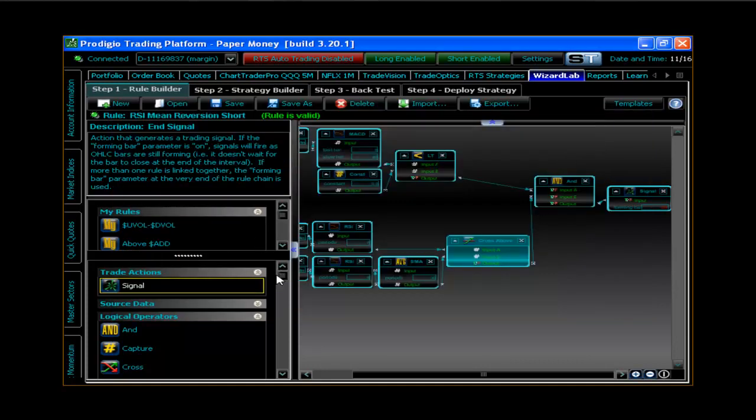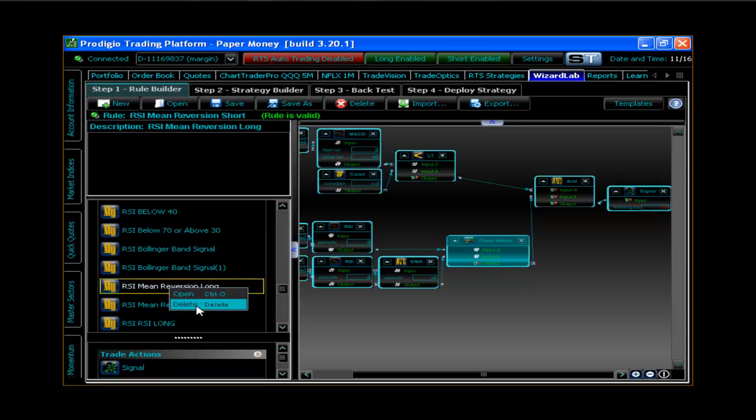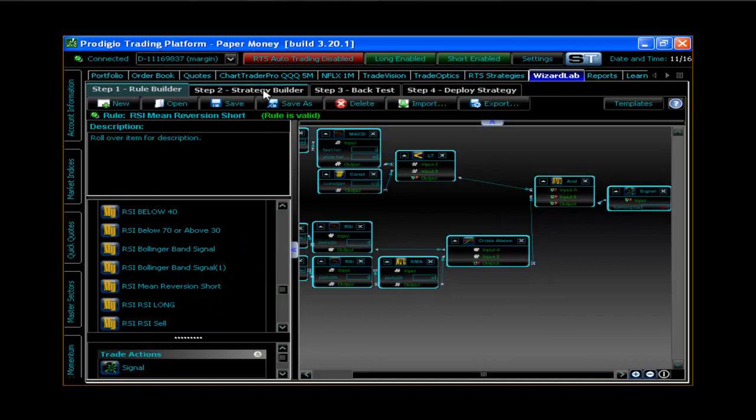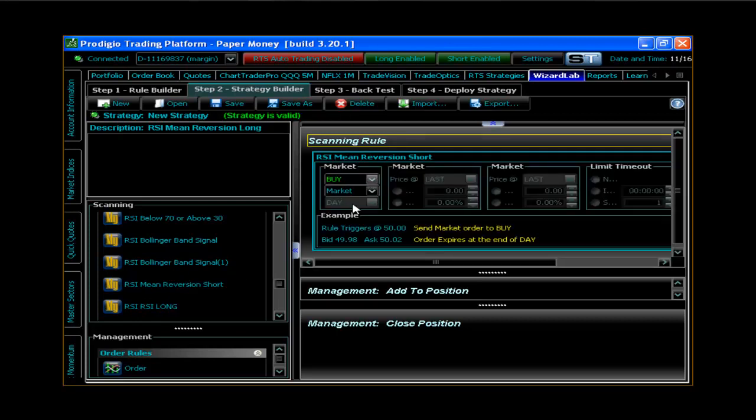Right? So that's called short. Let me get rid of that long. RSI mean reversion long. We're going to make that one, but I want to make sure I'm 100% unambiguous here. So let's try that one more time. RSI mean reversion short. We want to sell. We want to see sell signals, short signals.